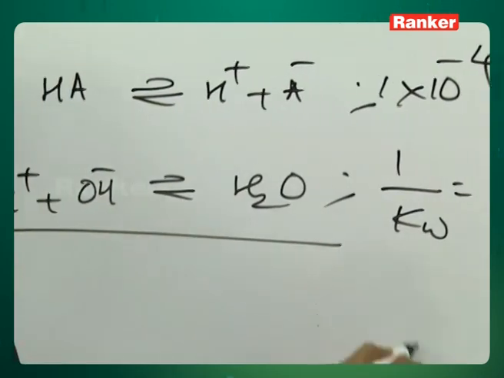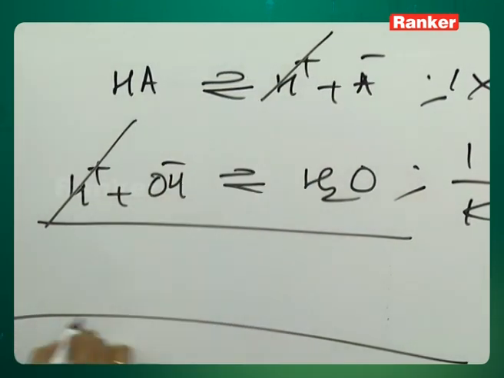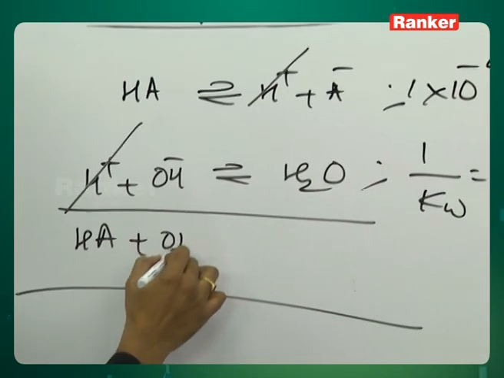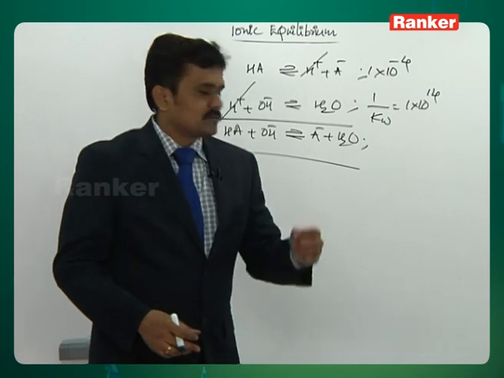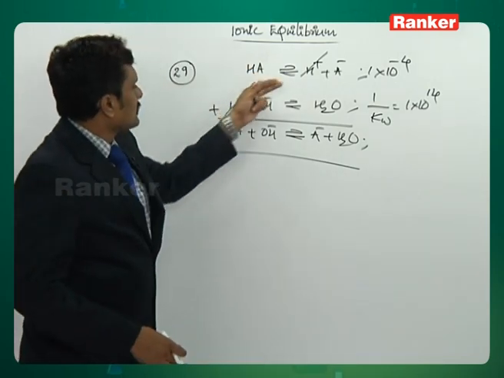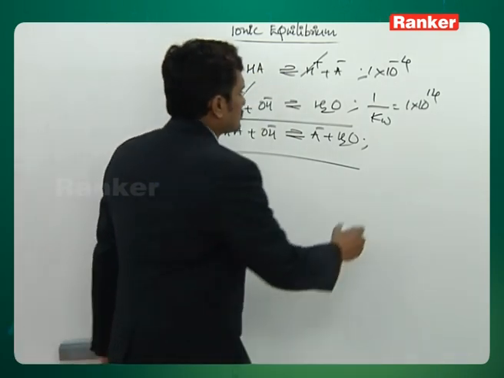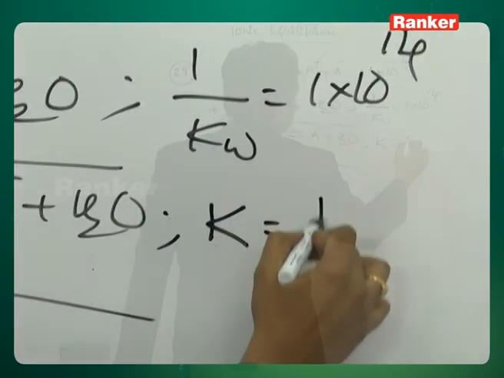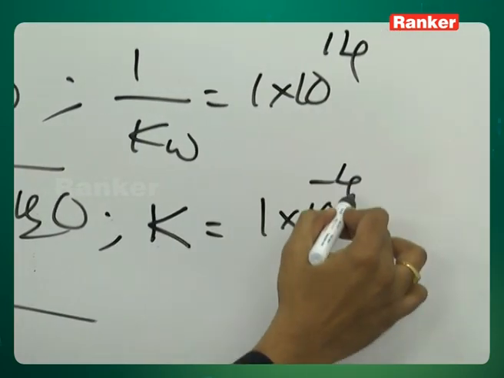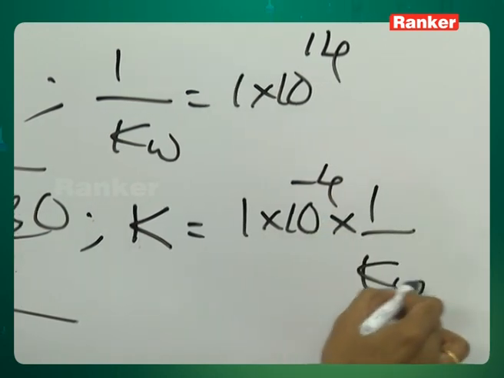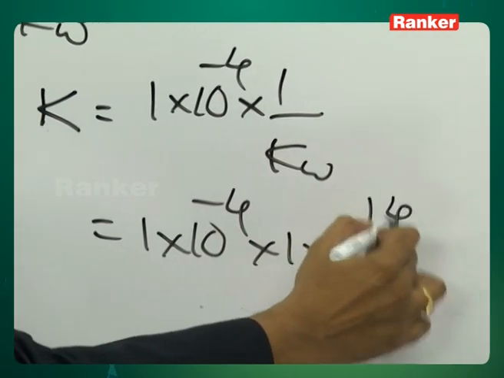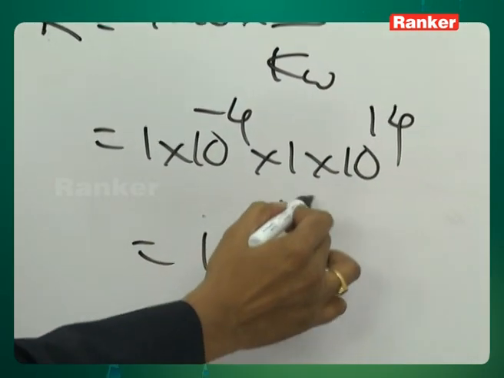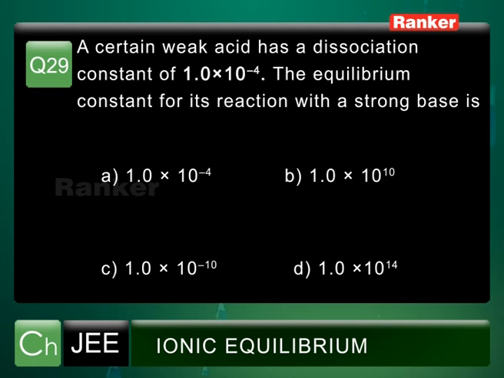Now when I am adding these two reactions, you can see H plus gets cancelled to give you HA plus OH minus giving A minus and water. So when it is summed up, the resultant equilibrium constant is going to be K, that is 1 into 10 to the power minus 4 into 1 by Kw, that is 1 into 10 to the power minus 4 into 1 into 10 to the power 14, that is 1 into 10 to the power 10. Hence the correct answer for this question is option C.